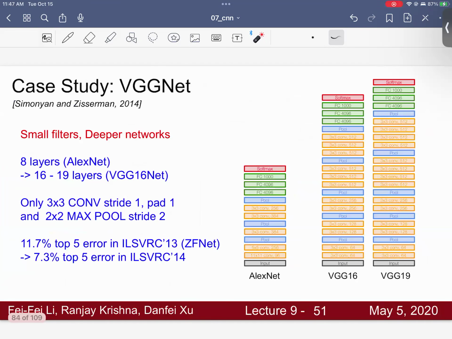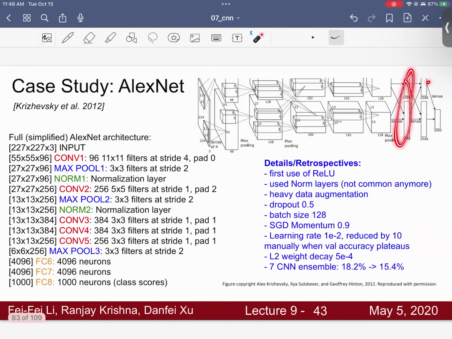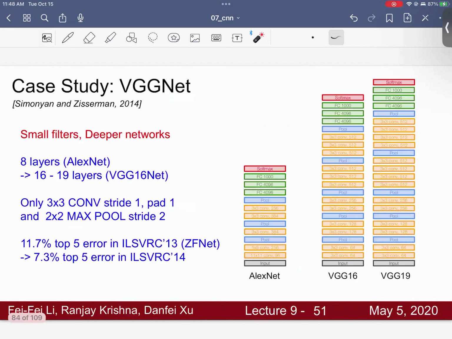And then came VGGNet, which is a typical architecture that we talked about. There's some conv and pool, conv and pool, conv and pool, conv and pool. And there are a series of FC layers again, just like here, a series of FC layers here. So this is not size agnostic or size generalizable because of the fully connected layers.